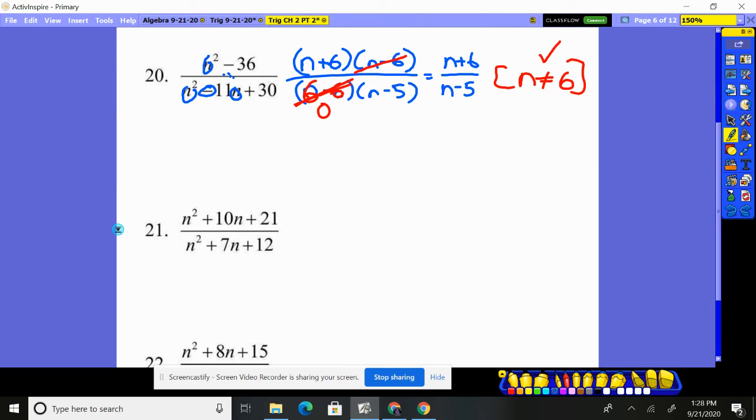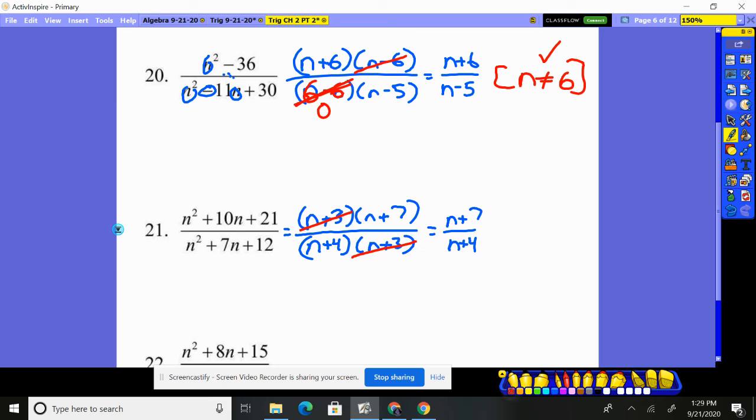21. Well, I see it. I'm like, hey, let's factor. Top, well, that's easy as can be. N plus 3, n plus 7. Because 7 times 3 is 21, and 7 plus 3 is the 10. In the bottom of 12, 4 and 3. N plus 4, n plus 3. So just factoring it, I'm like, hey, that and that disappear. So this simplifies to an n plus 7 over an n plus 4.